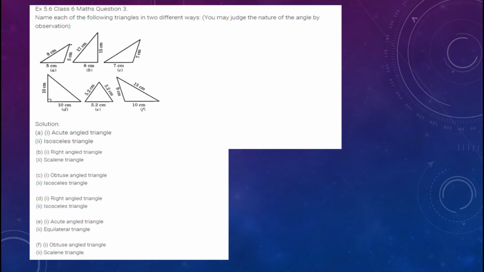Moving to question number 3, in this, values are given and we have to give two names accordingly. For the first figure, two sides are equal and the third side is different, so we call it isosceles. And the second name for this triangle is acute angled triangle. B part: as one angle is given as 90 and all the sides are different, we call it a right angled scalene triangle. Similarly, you can complete the rest of the parts.